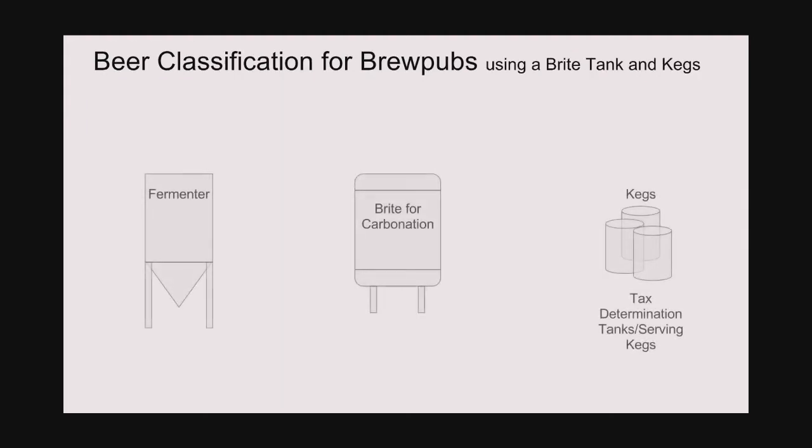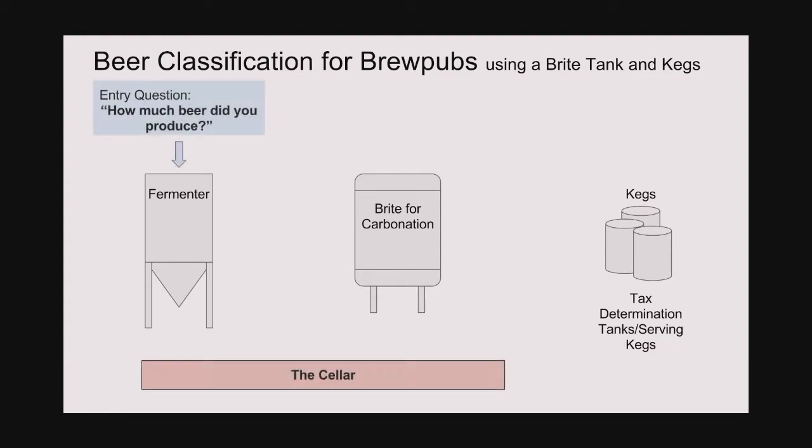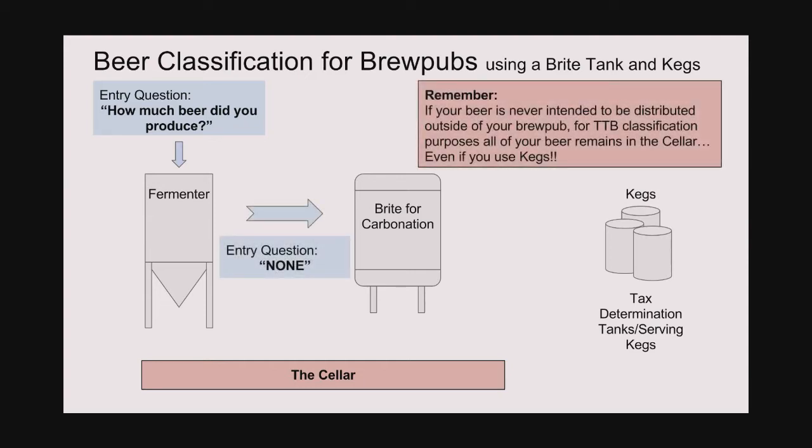Let's take a look at one more example using a bright tank for carbonation. In this situation, beer enters your cellar inventory like normal, and then after fermentation, you transfer it to your bright tank for carbonation. Because this beer is never distributed outside of your brewpub, the cellar category is never changed, even though beer is moved into a different tank. So no further entries need to be made for this transfer. And then lastly, beer is sold from the cellar when it's transferred into a tax determination tank. This can be a keg or a larger serving tank.